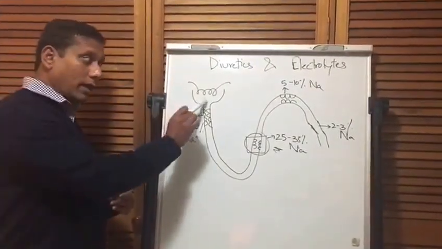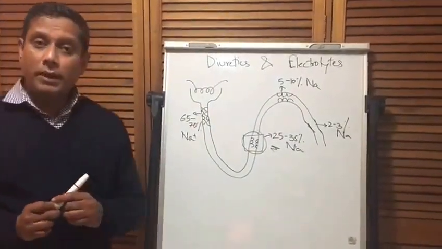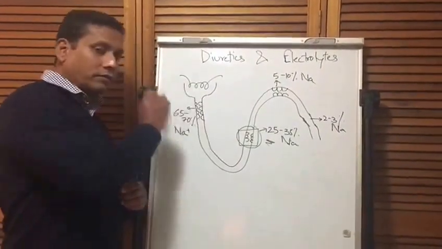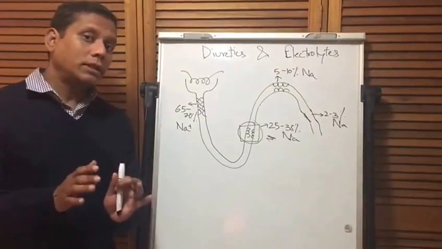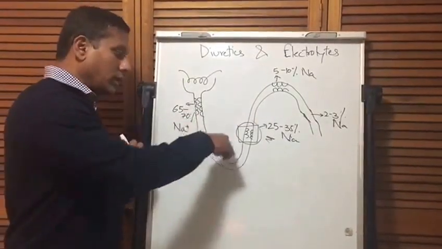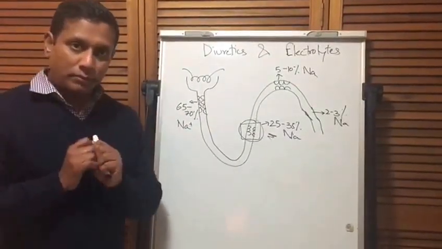At the level of the glomeruli, with a GFR of 125 ml per minute, we make about 180 liters of filtrate, but we pass out only 1.5 to 2 liters of urine. So more than 99% of the water in the tubular lumen is reabsorbed.